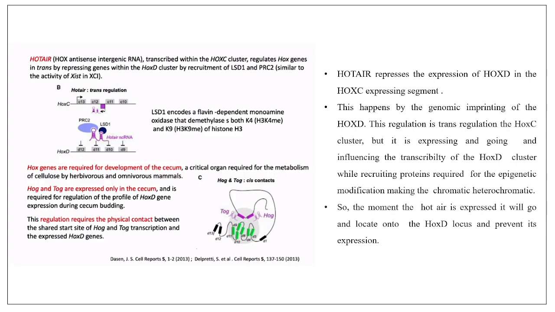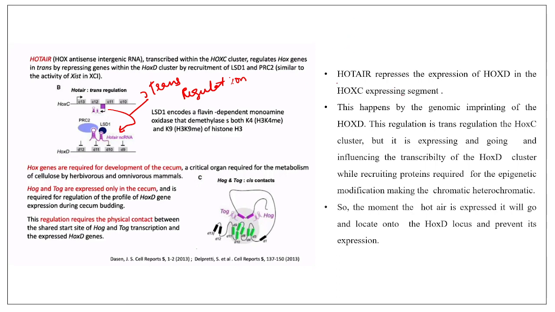this HOTAIR has trans regulation. How does it have a trans regulation? Because HOTAIR is produced in the HOX-C genes, but it acts on the HOX-D gene. From here, it is acting here. So it is not acting within the same gene, it is acting on a different gene. Therefore, it is a transregulation.